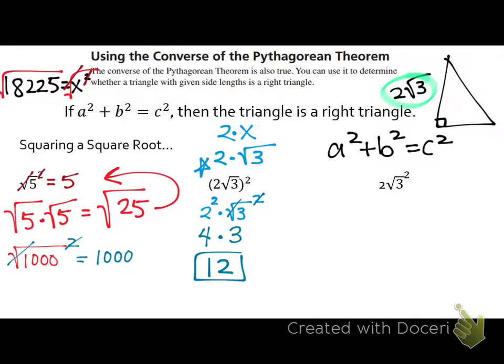Whereas in the second example, we already said that the square root of 3 is the only thing being squared. There's no parentheses. So the 2, nothing's happening there. What's the square root of 3 squared? 3. And 2 times 3 is 6.